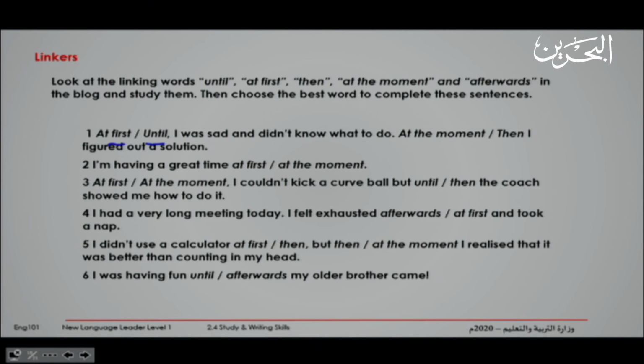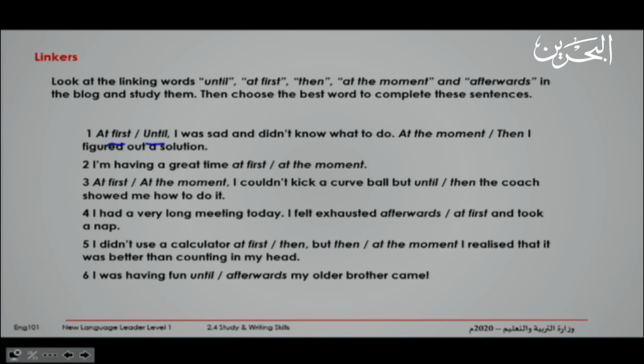Like for the first one, either at first or until, I was sad and didn't know what to do, at the moment, or then, I figured out a solution. So I just want you to circle the correct answer. I'm going to read it with you, then I will give you some time to do this activity.